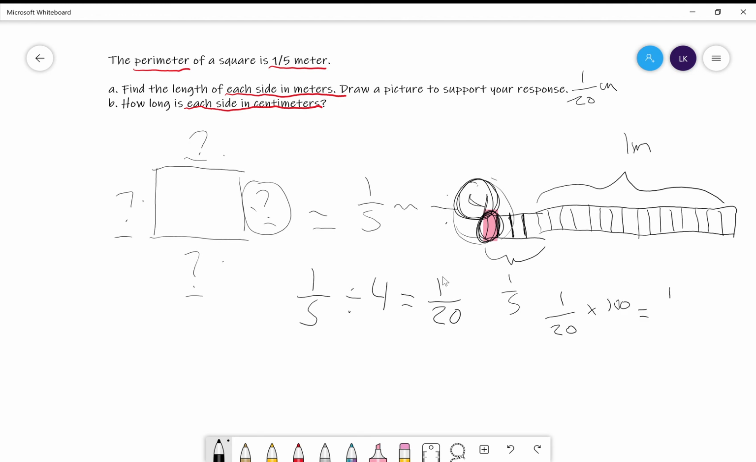This is the same as 1 times 100 over 20, or 100 over 20. Since division and fraction are the same thing, 100 divided by 20 is equal to 5. The answer to part B is 5 centimeters.